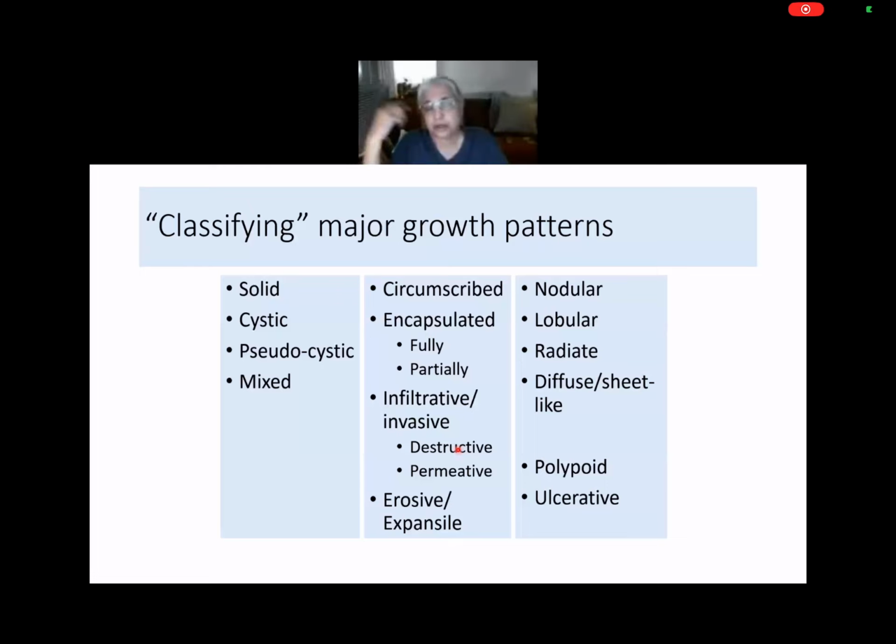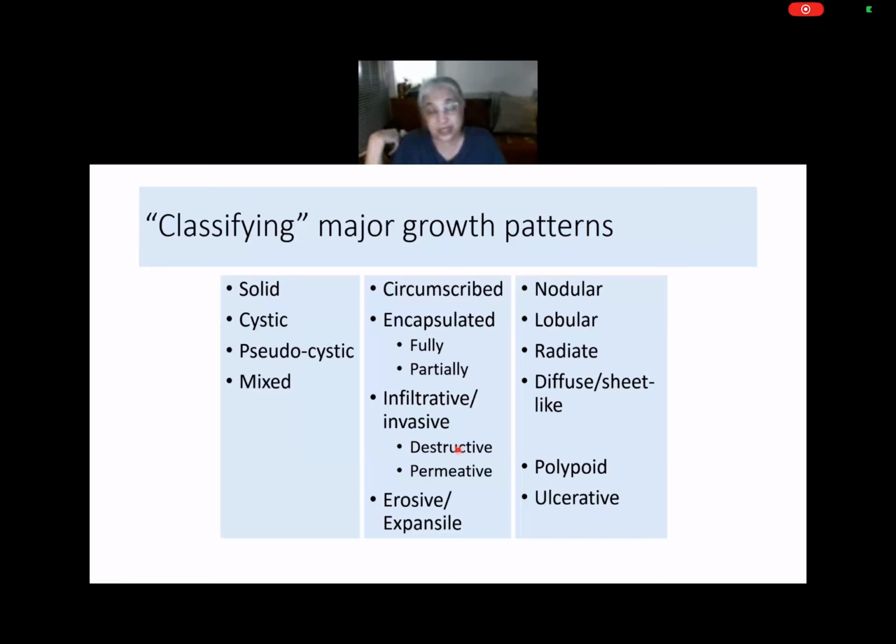Anyway, we have to classify major growth patterns, and here I just made up the classification. You have solid growth, cystic growth, pseudocystic growth. You can have mixed patterns which are solid and cystic, and then you have circumscribed, fully encapsulated, partially encapsulated, infiltrative or invasive. It's the same word that you can use. There's nothing different between infiltration and invasion.